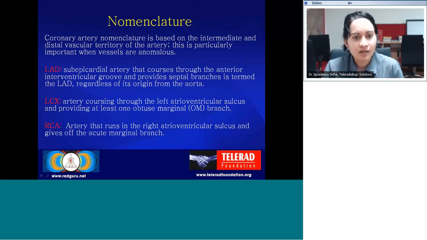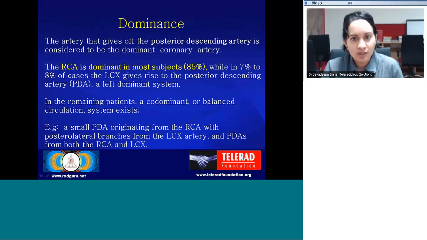Similarly, the circumflex artery is said to be the one which courses through the left atrioventricular sulcus and provides at least one obtuse marginal branch. And the right coronary artery is that which runs in the right atrioventricular sulcus and gives off at least one acute marginal branch. So what does the coronary dominance refer to?